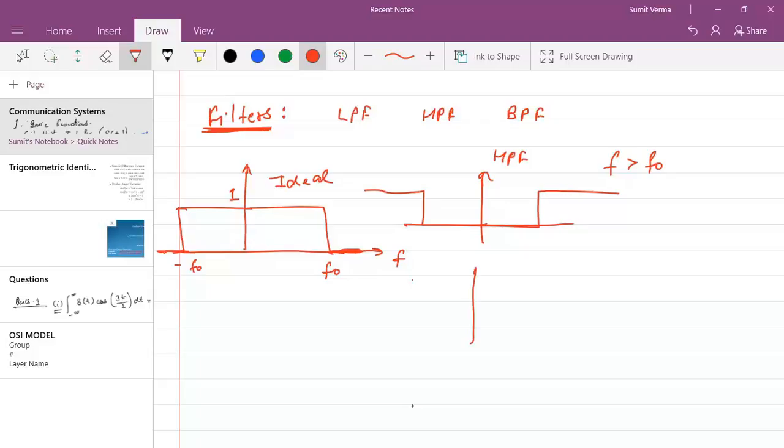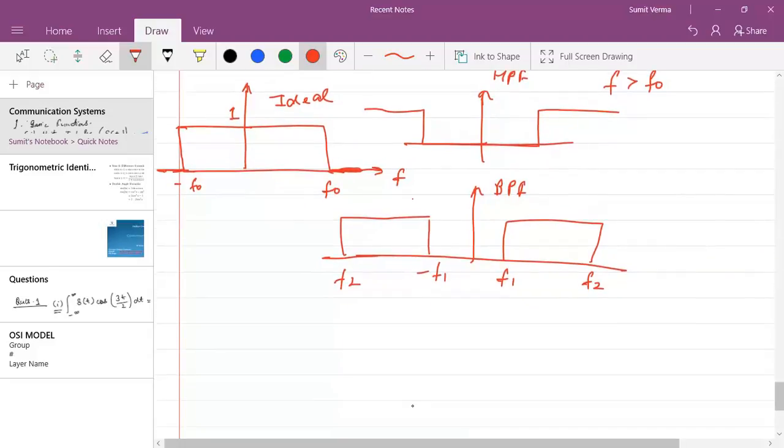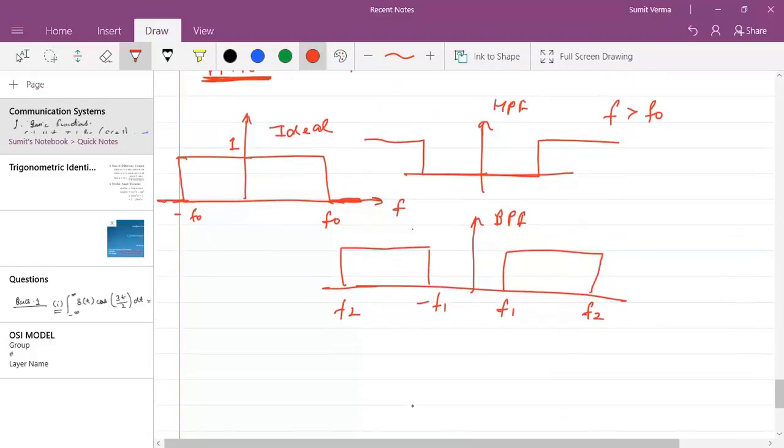And then the band pass filter. With a band pass filter, we can pass a certain range of frequencies which we need. So this is passing some frequencies from say f1 to f2. This is your band pass filter. This is only the basic part that we need for filters in communication systems.